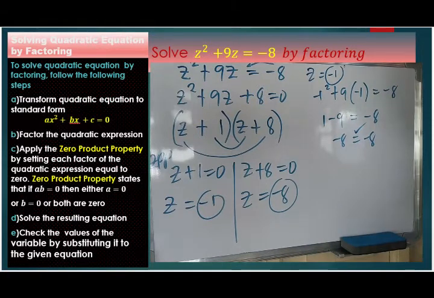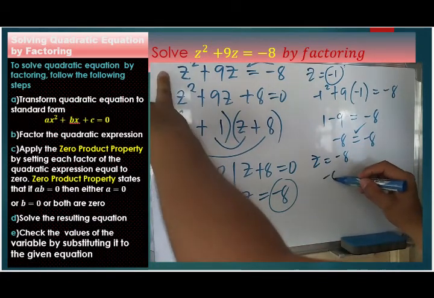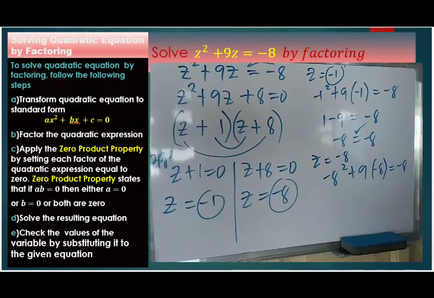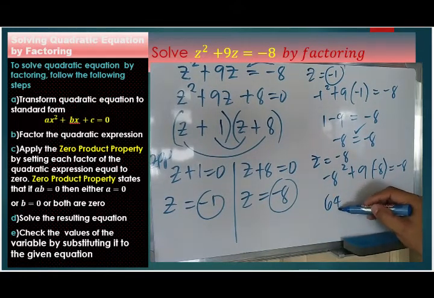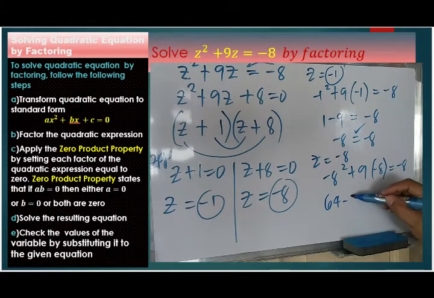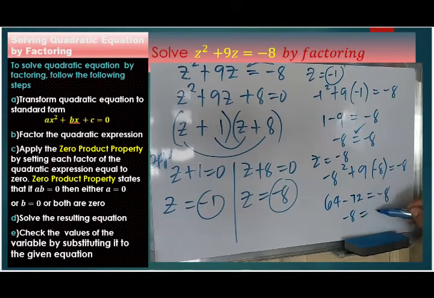Okay, let's check for z is equal to negative 8. Then you have negative 8 squared plus 9 times negative 8 is equal to negative 8. So this is now 64 minus 72 is equal to negative 8. 64 minus 72 is negative 8, which is equal to negative 8. So it means that negative 1 and negative 8 are the correct values of the variable z.